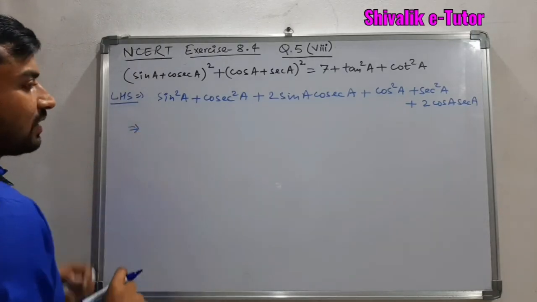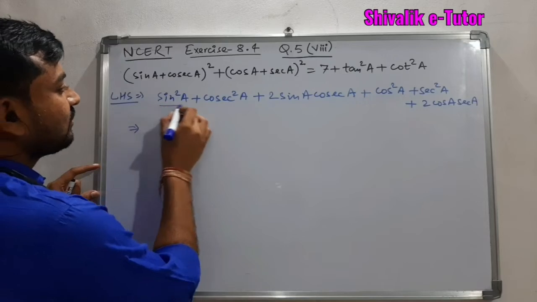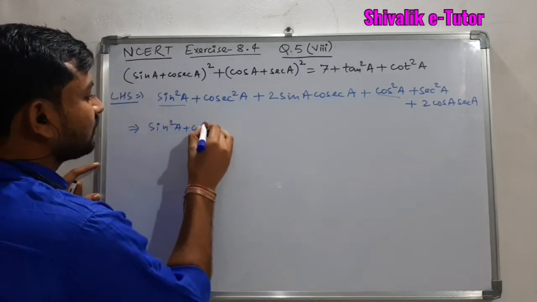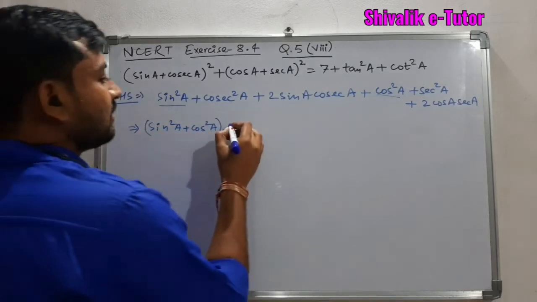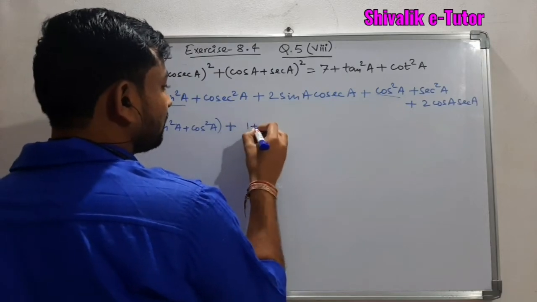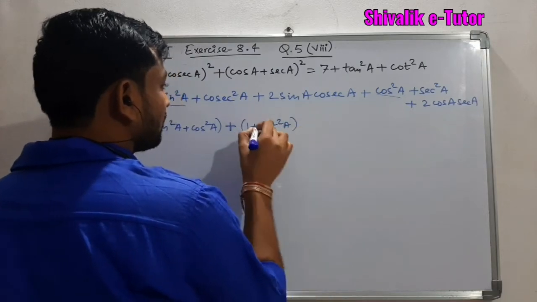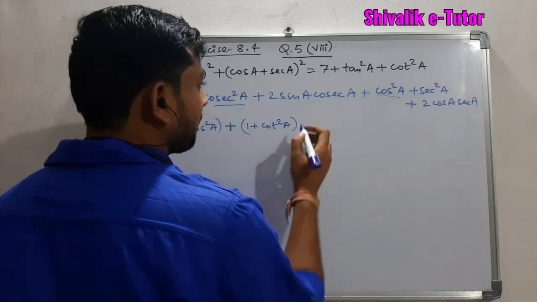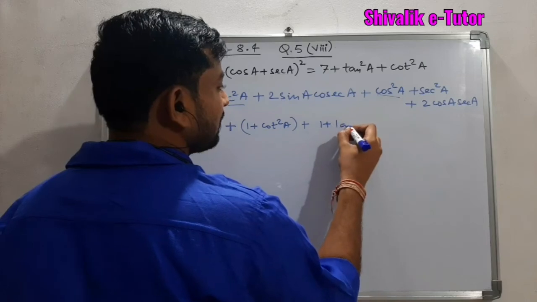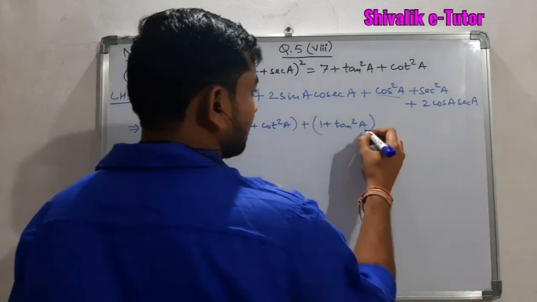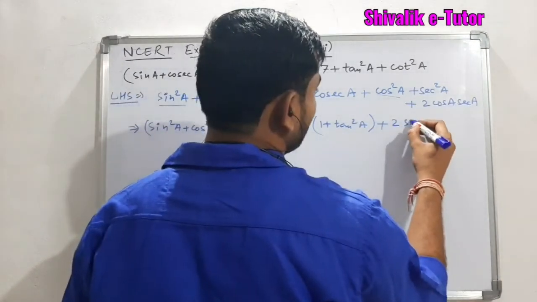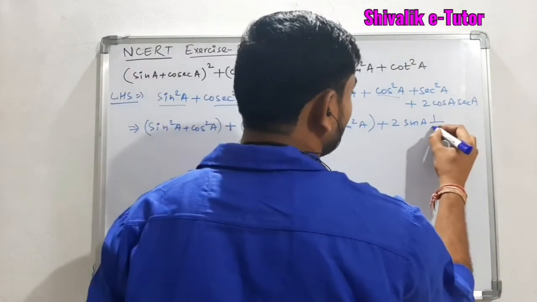Let us rearrange all this and write in the simplified version. This sin square A and cos square A can be combined. So sin square A plus cos square A we have written. Then when we look at cosec square A, cosec square is 1 plus cot square A. Cosec square A is 1 plus cot square A plus sec square A is what? 1 plus tan square A, and then we have these two 2ab terms. So here we can write 2 sin A, and cosec A is 1 upon sin A.